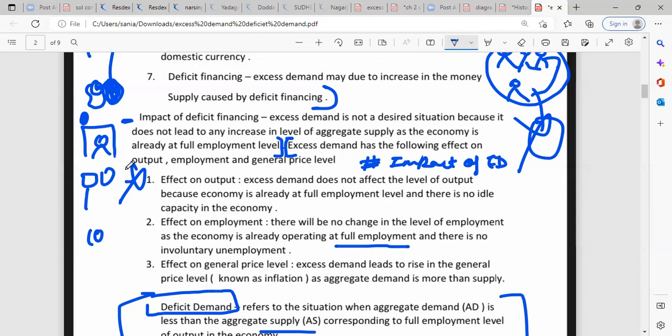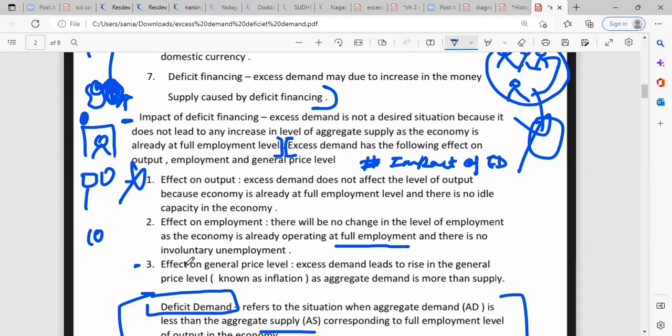And employment, see, for example, if I want to increase my output, then only I will hire more people, no? But I'm not going to produce anything because it's my closing time, I'm at full employment. So because of this there will be no change in the level of employment as the economy is already operating at full employment and there is no involuntary unemployment. Nobody is unemployed in my country, so whom will I give employment?